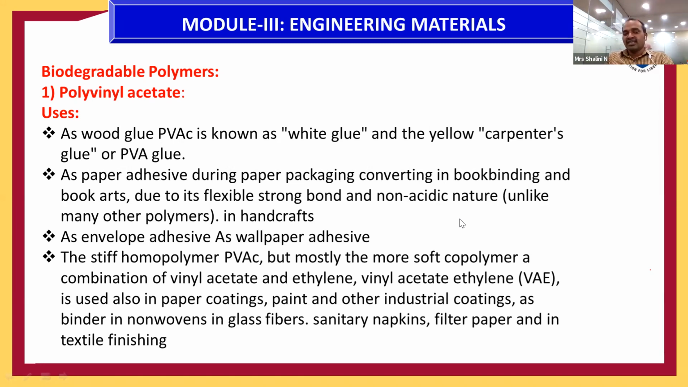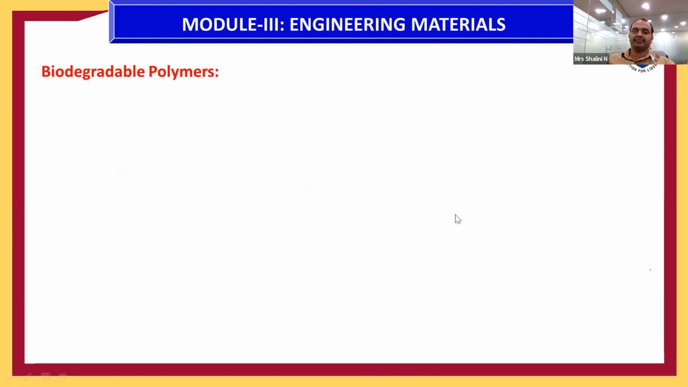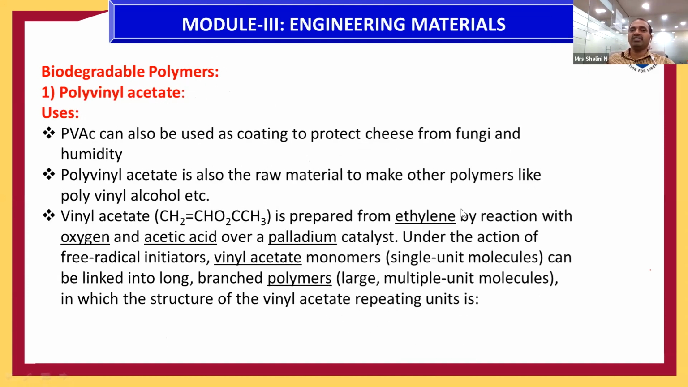So polyvinyl acetates are mainly used as adhesives, and also when vinyl acetate reacts with the ethylene molecule, copolymer formation takes place. These are mainly used for paper coating, paint, and other industries, as binder, non-wovens in glass fibers, sanitary napkins, filter papers, and in the textile industry. PVAc can also be used as a coating to protect cheese from fungi and humidity. Polyvinyl acetate is also the raw material to make other polymers like polyvinyl alcohol.